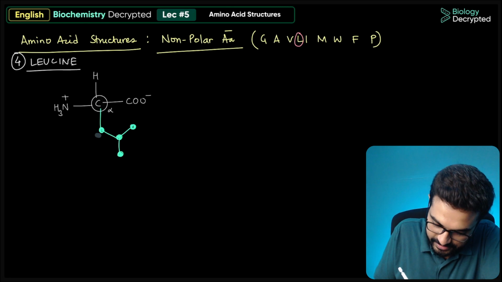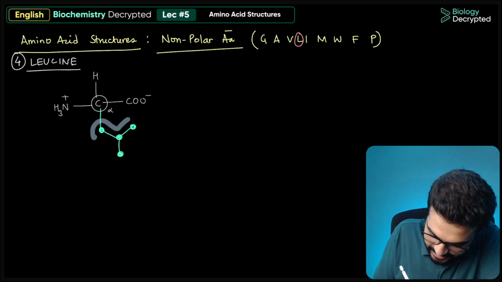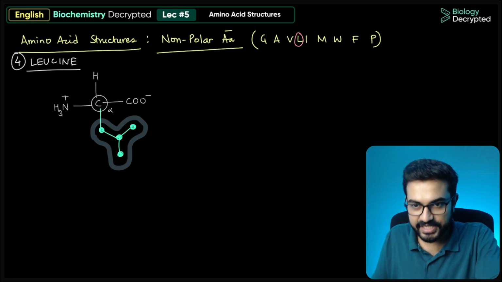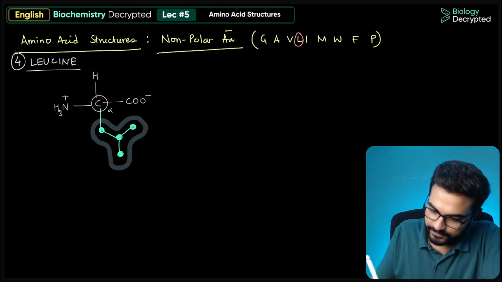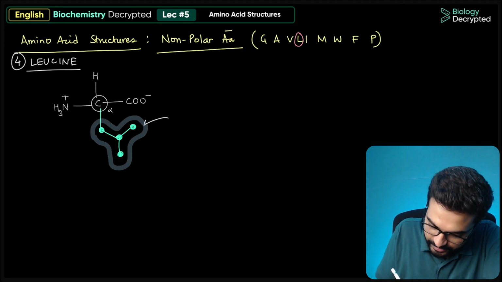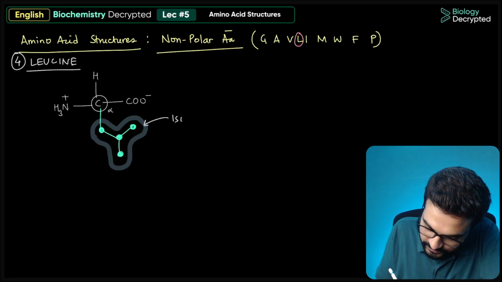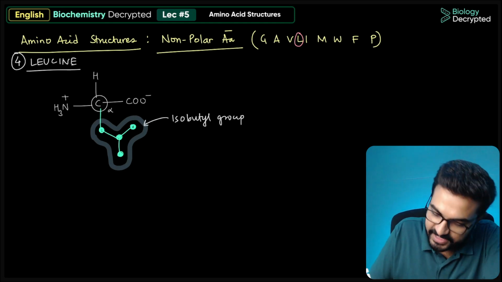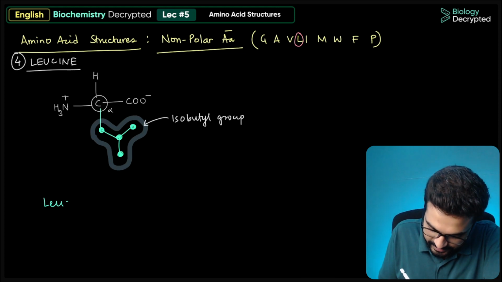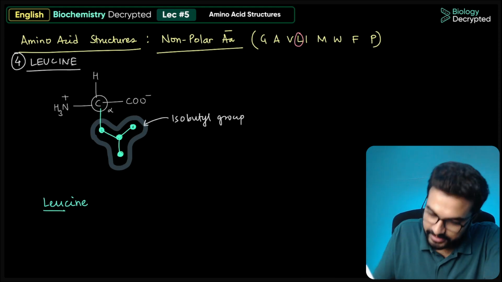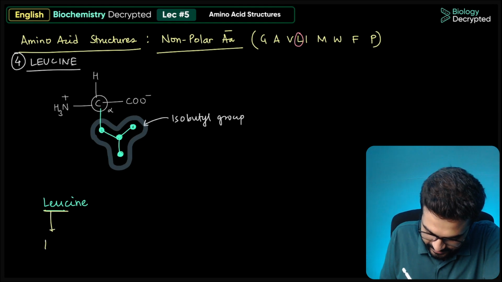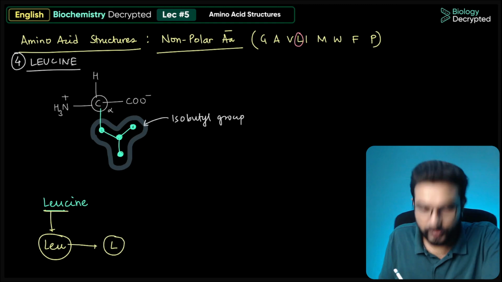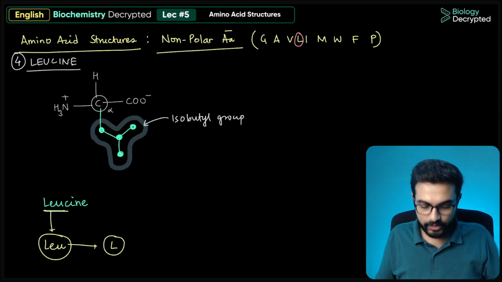So we can just say that this is the particular group that is being attached to the alpha carbon. This is a Y-like structure, and this particular group is known as the isobutyl group, and this amino acid is obviously leucine. The first three letters are represented as the three-letter code, LEU, and the one-letter code is L. So now we have talked till leucine.